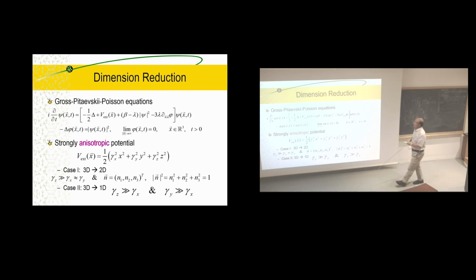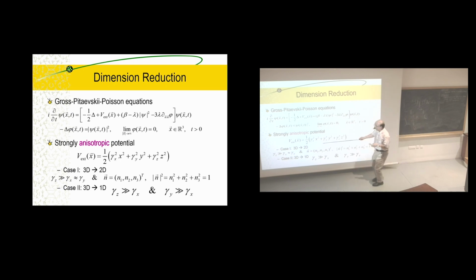So, in many experiments, the trapping potential V is harmonic. However, the three constants gamma x, gamma y, gamma z could have different scaling. One case is gamma z much bigger than gamma x, gamma y, like a disk shape. Of course, here you have n = (n1, n2, n3), so this dipole orientation introduces one more degree of freedom. Basically, this is the unit vector.